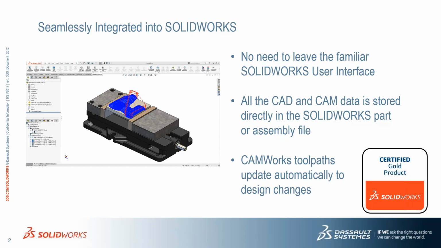The CAM data from CAMWorks is stored with the CAD data in the parts and assemblies. So there's not a bunch of extra files to keep track of with the CAM data, with your toolpaths and everything in it, other than posting out code into text files that your machines will read. And the other benefit of being integrated into SolidWorks is the capability of updating your CAMWorks data anytime the geometry changes, anytime your design changes in SolidWorks.